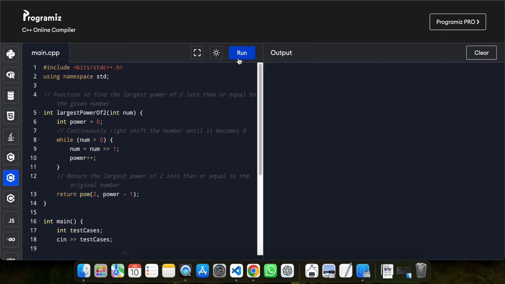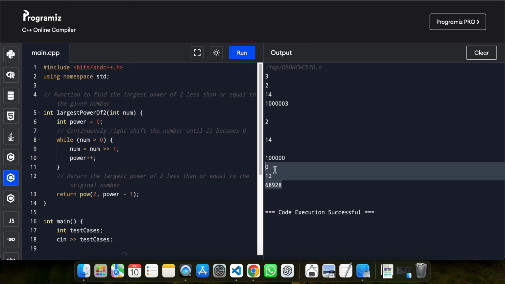Now let's run this code with the example test case given in the CodeChef example. I have pasted it here and I will get this answer which is correct: 0, 12, 6, 8, 9 to 8 in the case of these many slices. You can check these answers against the problem statement.